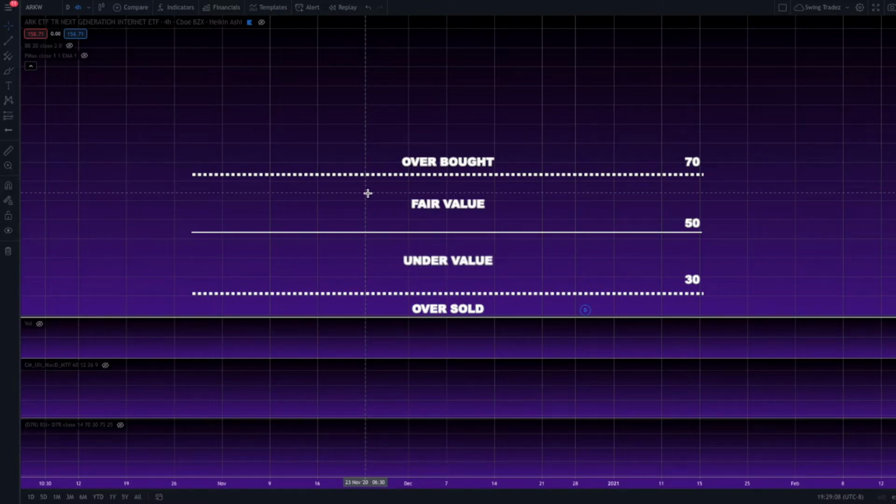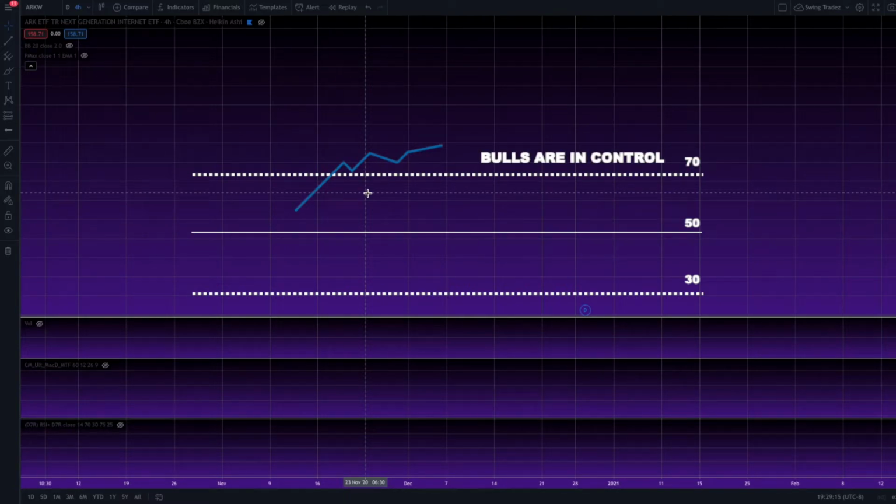Now when the indicator is above 70, that means the stock or asset is overbought and the bulls are in control. While if the price action is under 30, it is oversold and the bears are in control. When it rides the 50 zone, that means there's sideways price action and indecisiveness in the market.